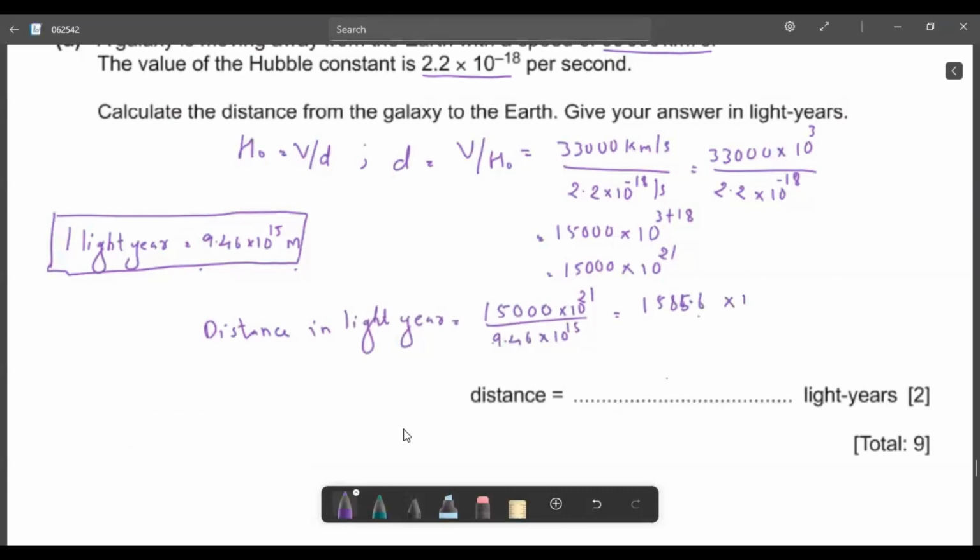1,585.6 times 10 raised to 21 minus 15, that can be written as 1,585.6 times 10 raised to 6. So these three positions after changing, that is 1.58, can be written as 1.6 times 10 raised to 3 plus 6, that is 10 raised to 9. So the distance is 1.6 times 10 raised to 9 light years.